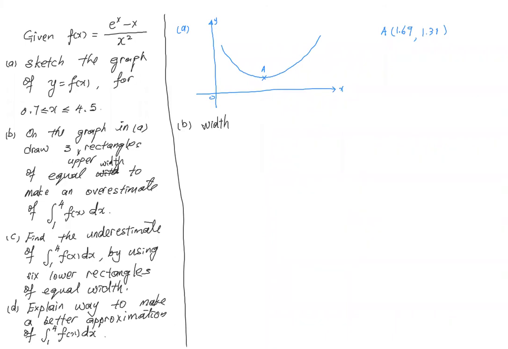So the limit is 1 to 4. So I must take 4 minus 1, divide by 3, because I want 3 rectangles. Why do I divide by 3? Because of 3 rectangles. Why do I take 4 minus 1? Because of the limit. See or not? Yes, why?